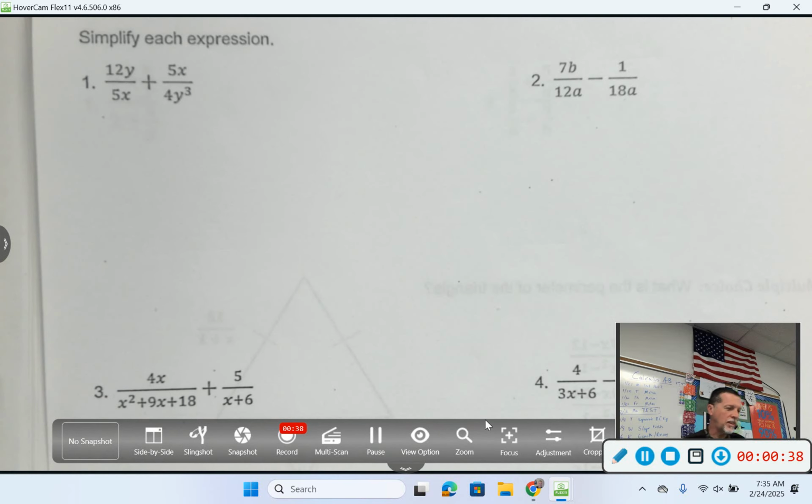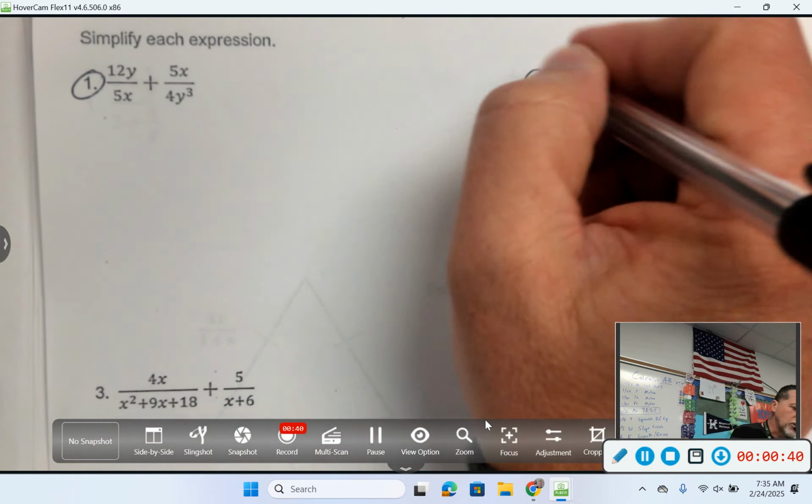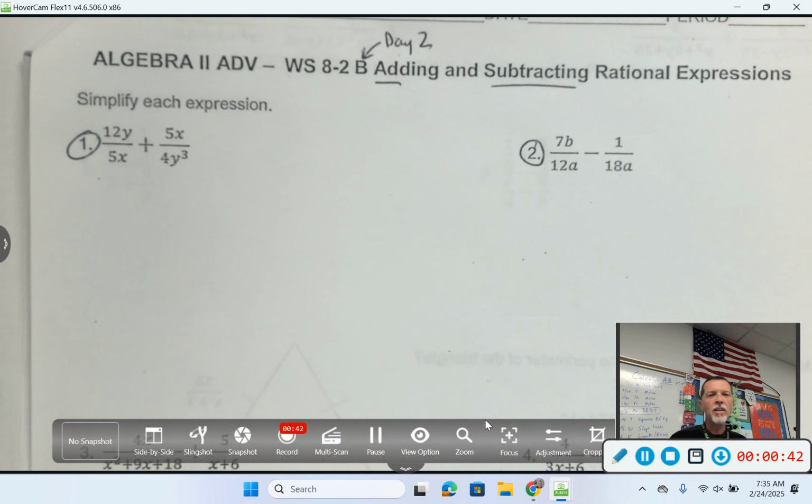So let's do a couple of these. You know what? Why don't you do 1 and 2? Those are old news problems. So you try 1 and 2 to get your brain back rolling with getting a common denominator.